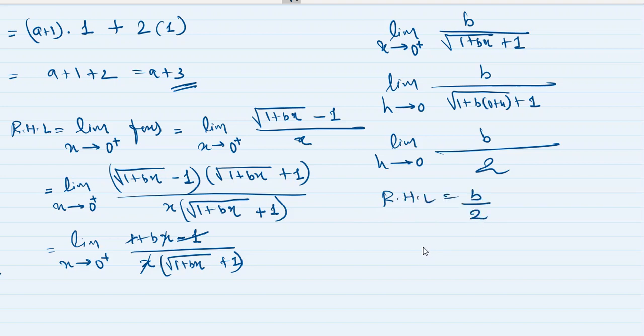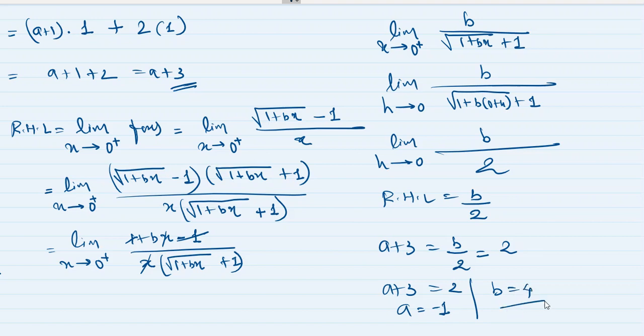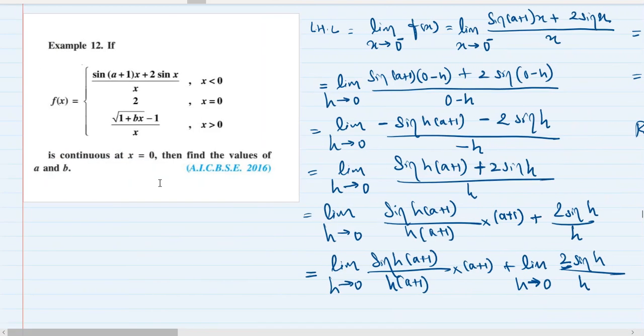Now LHL is equal to RHL, is equal to the limit of the function at 0. Okay, so LHL is a plus 3, RHL is b by 2, and limit of this function at x equal to 0 is 2. So a plus 3 is equal to 2, so a is equal to minus 1 and b is equal to 4. So these are the values of a and b, and we have completed this question successfully.